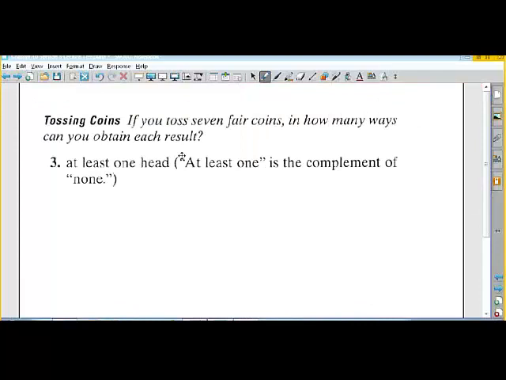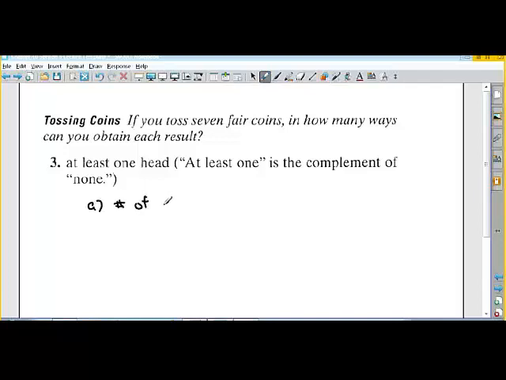Okay, so here's a couple more problems. If you toss 7 fair coins, in how many ways can you obtain each result? At least 1 head. And this is problem number 3. This is easier. So at least 1 is the complement of none. So again, we're going to use subtraction to figure out the answer.